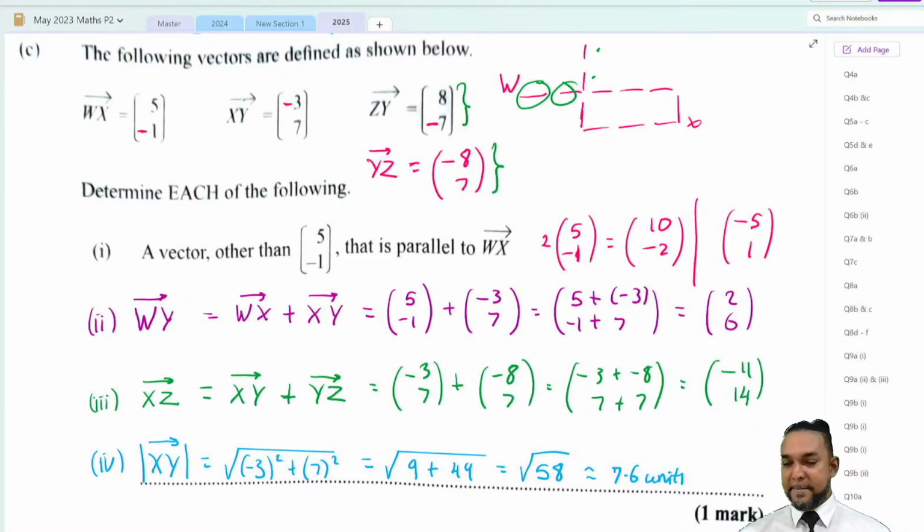All right. Okay. Right. So that's the end of the May 2023 paper 2, right? The vectors question this year actually came pretty nice. All right.